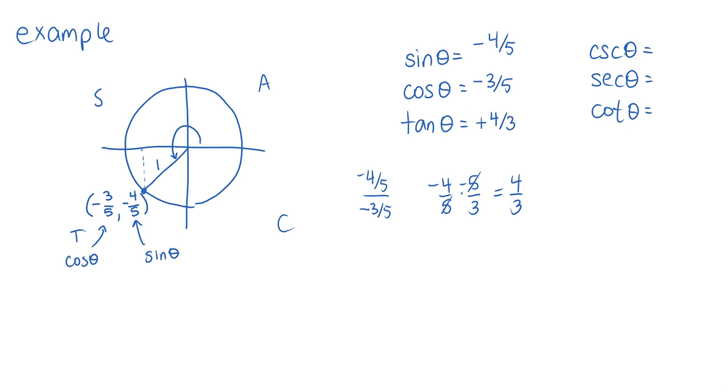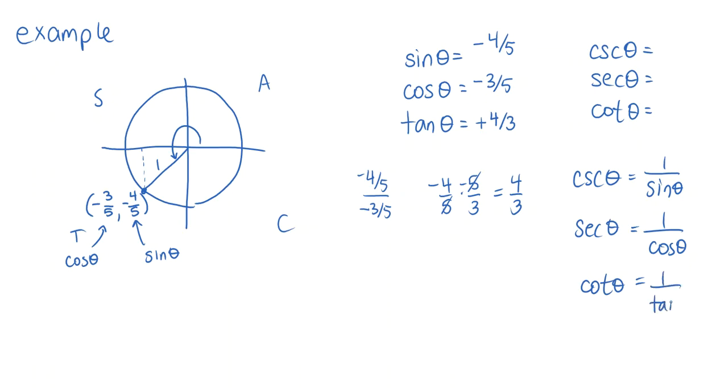So now we want to look at these 3 ratios here. Cosecant is the same as 1 over sine theta. Secant is the same thing as 1 over cos. And cotangent is going to be 1 over tangent. Which means if I go 1 over a fraction, it's going to be the reciprocal, so I will then have negative 5 over 4, negative 5 over 3, and positive 3 over 4. So I can find my ratios quite simply.